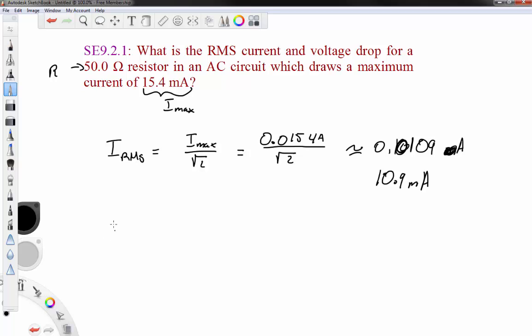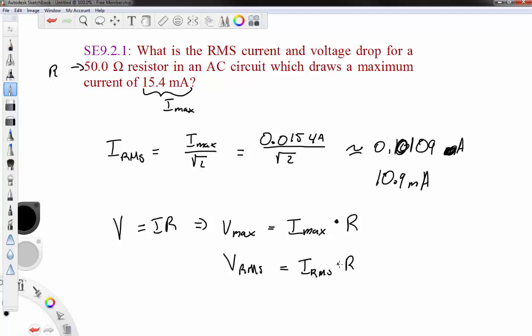To get the voltage drop, basically you can use that V is equal to I times R, and so V max is equal to I max times R, and V RMS is equal to I RMS times R. So you could either do it this way and then divide by the square root of 2, or you could do it this way. Both should give you the same answer. Basically, if you multiply this guy by 50 ohms, what you end up getting is 0.5447 volts. So that is the RMS voltage for this resistor.